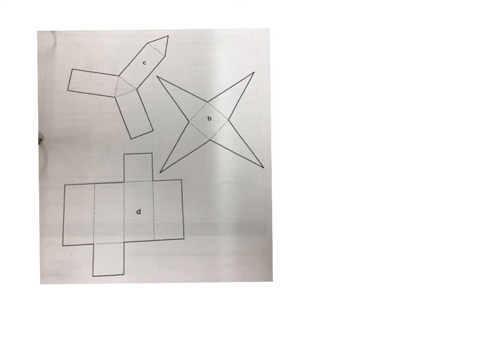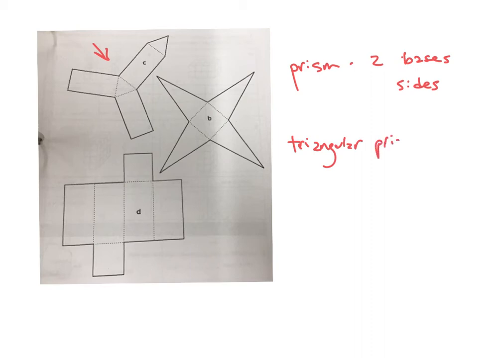Okay, now we've got these prisms. Okay, and a prism, again, is going to have two bases that are the same shape, and then additional sides that are the same. So I look at C, and I have myself a triangular prism. And why is it a triangular prism? Because my bases are triangles, right? When I go and make those folds on C, there's going to be some rectangles on the sides, but it's going to be topped and bottomed by a triangle.